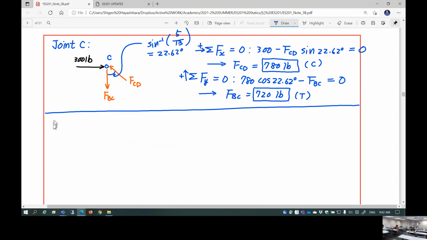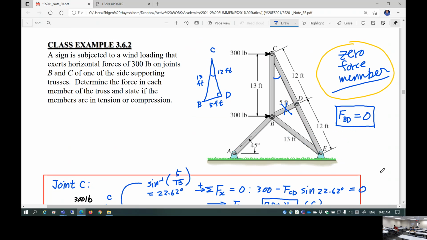Next, we're going to move on to joint B or D, but there's no joint D because we removed it.